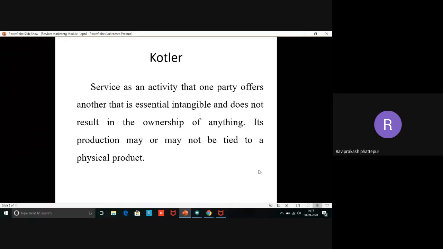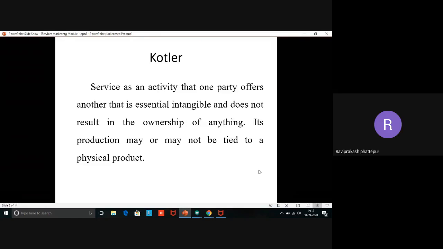So here again there are a few things which you need to focus on. First one is essentially intangible, the same thing which was told by Bitner as well. And it does not result in ownership of anything. So a service is not a product. In a product, if a person is selling it, he is the owner before, and if a person buys it, then the ownership is transferred to the buyer. Here in services, there is no product. Intangible means you cannot see, touch, smell, taste, anything. If there is no physical thing available, you cannot have a change of ownership. So there is no point of having ownership. Once a service is produced, it has to be consumed then and there; it is non-tangible and the ownership cannot be transferred, or there is no ownership of that particular service.